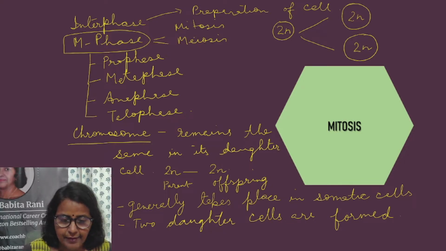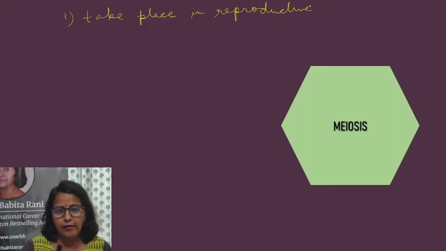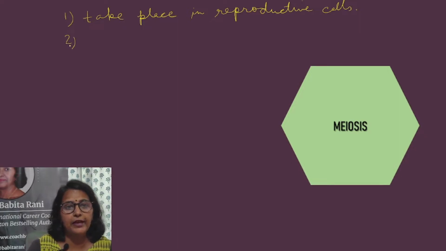Let us see what happens in meiosis. In meiosis, this takes place in reproductive cells. Now, what about the chromosome number? Chromosome number is reduced to half.